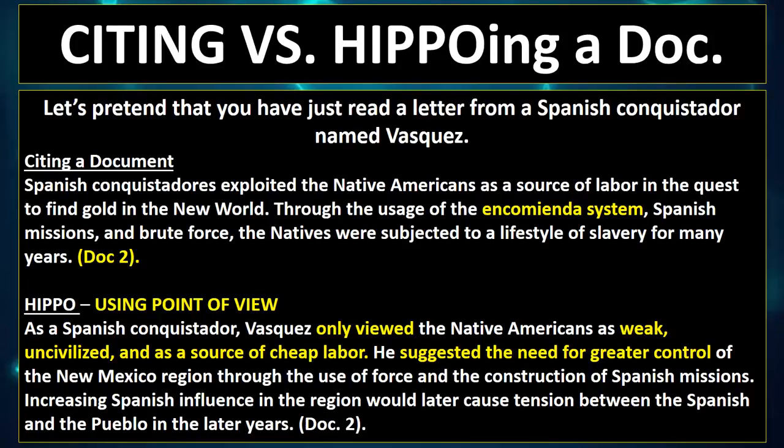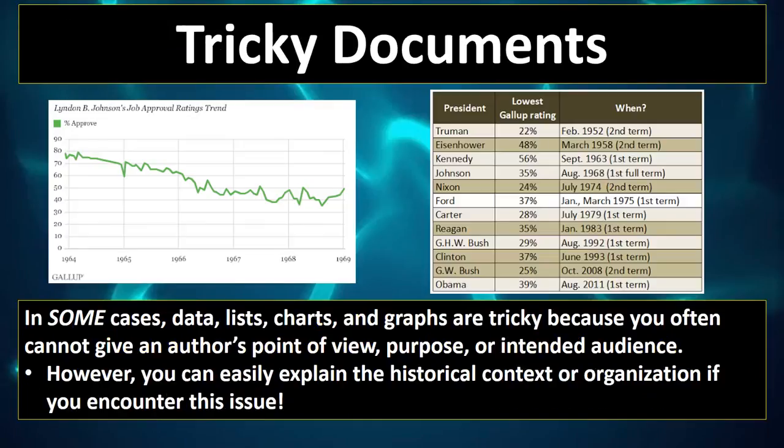And then the second one, you'll see an actual example of point of view of this fictional conquistador named Vasquez, where you know that he's using point of view. I'm trying to show you point of view right there, where it says Vasquez only viewed the Native Americans as weak. So pause, take a look at it. I think hopefully this will make some sense. One, you're not saying anything about historical context. The other, you are seeing elements of HIPPO being used.